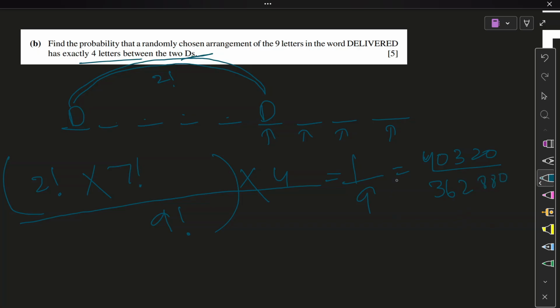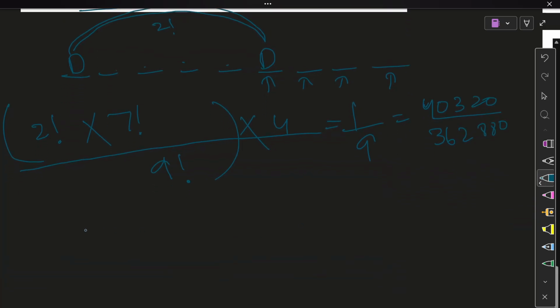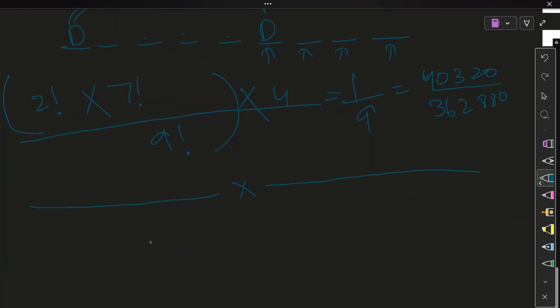362880. That simplifies to this, right? There is a reason for me to do this, and let me show you. Now, there is one more way you could have done it and gotten the same answer, which is the conventional method. How? We forget about probability being part of this.